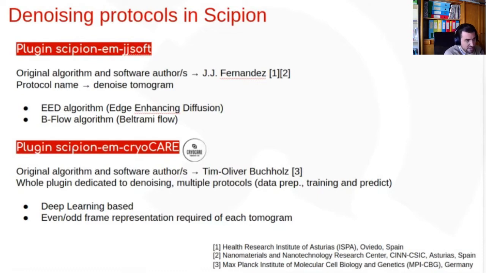The other one we have is inside the plugin Scipion CryoEM, which is a whole plugin dedicated to denoising based on deep learning, developed by Tim Oliver Buchholz, who is also a collaborator, which integrates his own software in Scipion. We helped him a little bit, but he did most of the job, and we're very grateful for that.